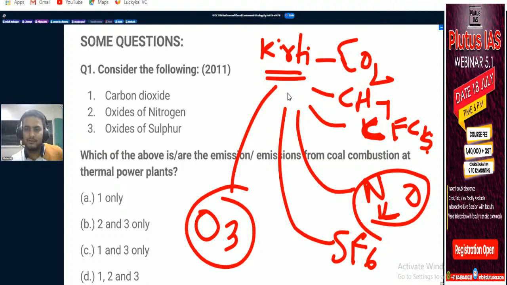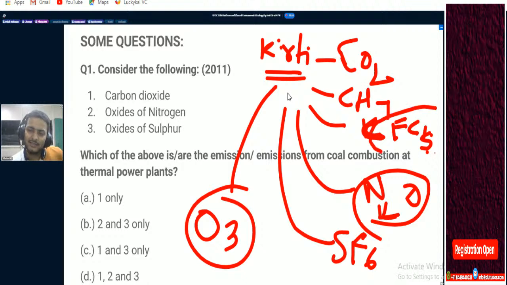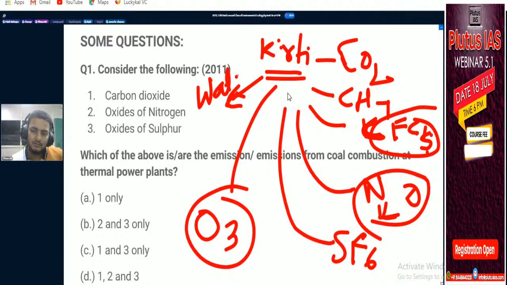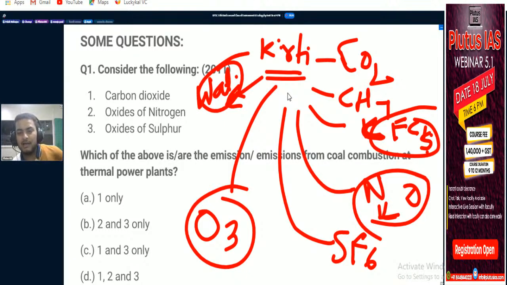So you can write them down. Sir, water vapor is also there. Yes, water vapor is also there. Somewhere CFCs are mentioned, somewhere water vapor is mentioned. But water vapor is low in quantity because the artificial one is CFCs. So we consider this one here.